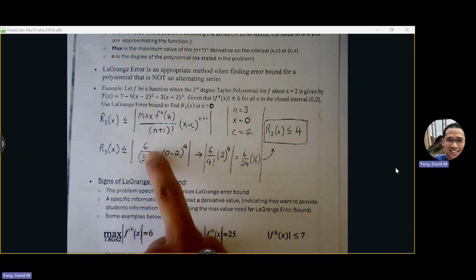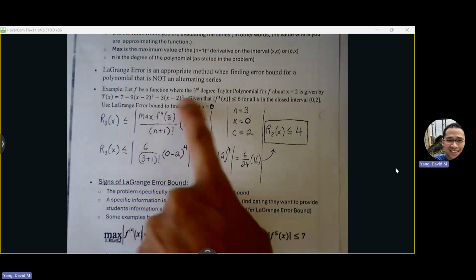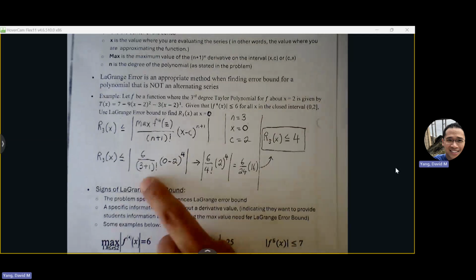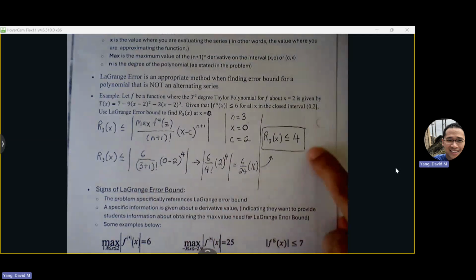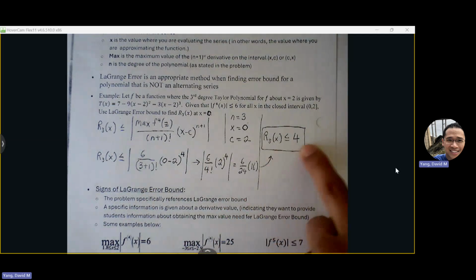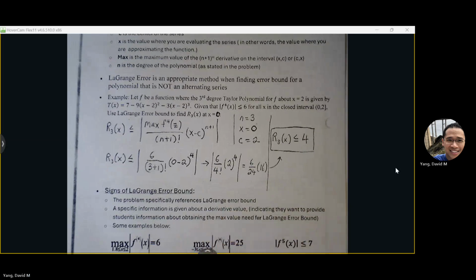So our max is 6, our n, our current degree, is 3, so that's our n value. So we just put everything into our formula, and that's going to be the maximum error for my third degree Taylor polynomial is going to be less than or equal to 4.